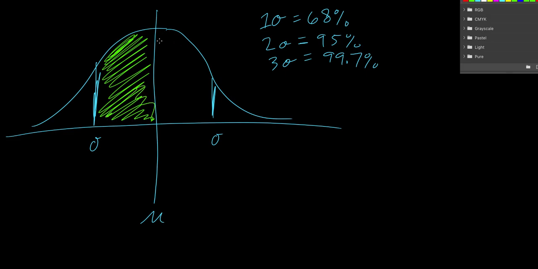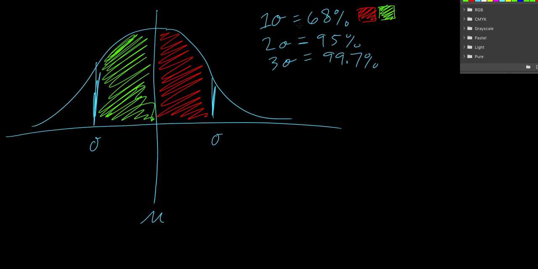So what that means is if I just shade in this region right here, and if I shade in this region right here, if I take that green and that red and I add them together, that's going to give me 68% of my data. So the green's area is about 34%, and the red's area is about 34%.